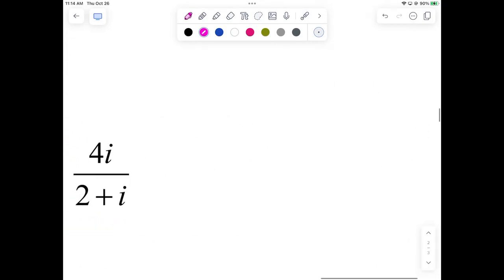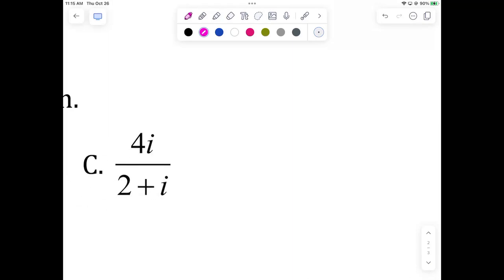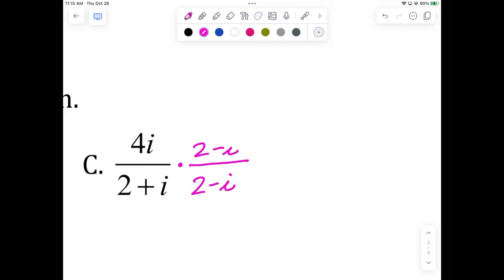All right, and then this one. How do I get the i out of the denominator? I bet 99% of the people are doing this right. I got to multiply by a clever form of 1. And I multiply by the conjugate of the denominator. What's the conjugate of 2 plus i? 2 minus i. Yeah, 2 minus i over 2 minus i.